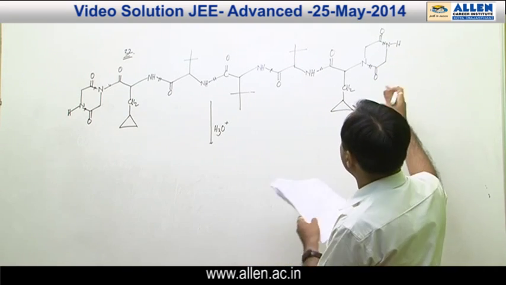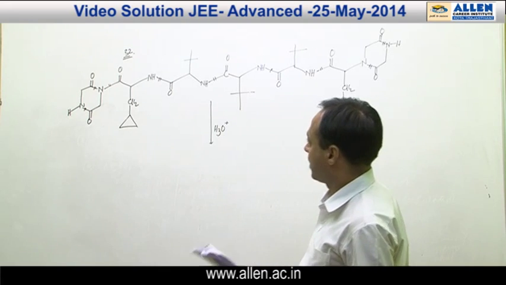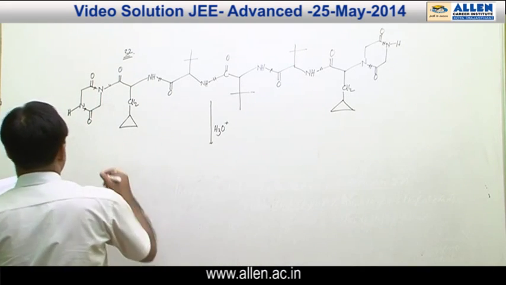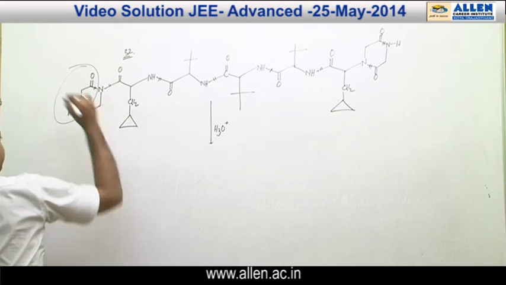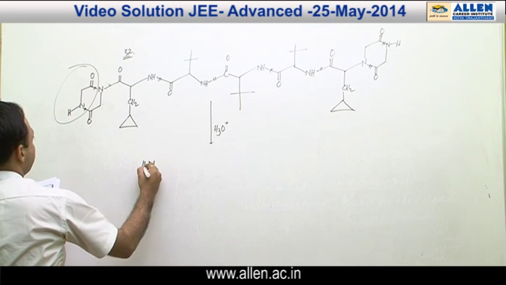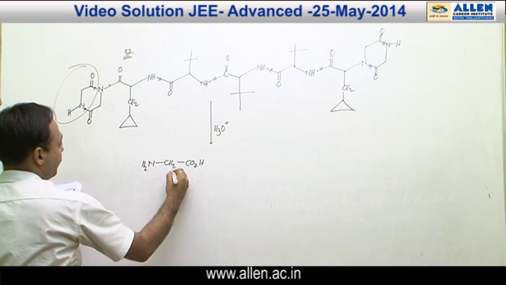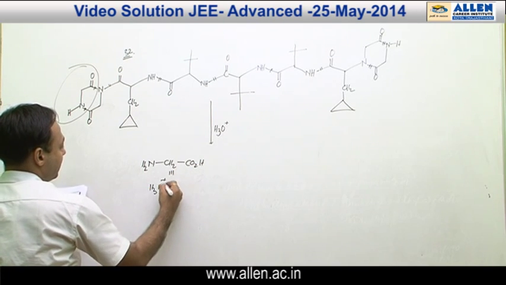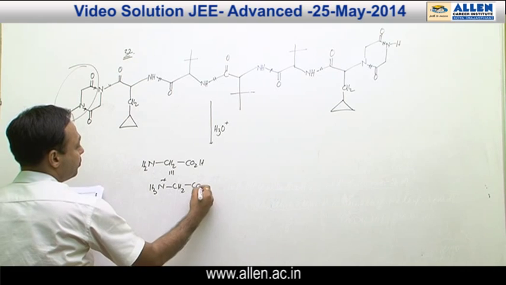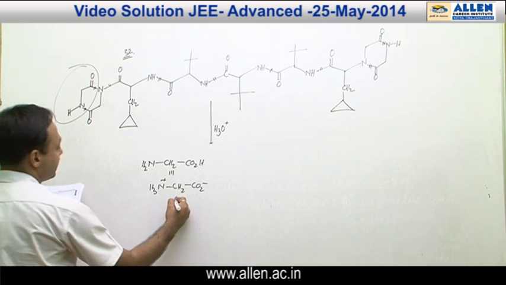These are the ways to break the bonds. And what are the products? Let's see. This is giving this product, NH2CH2CO2H, which is NH3+ CH2CO2−. This is number A.